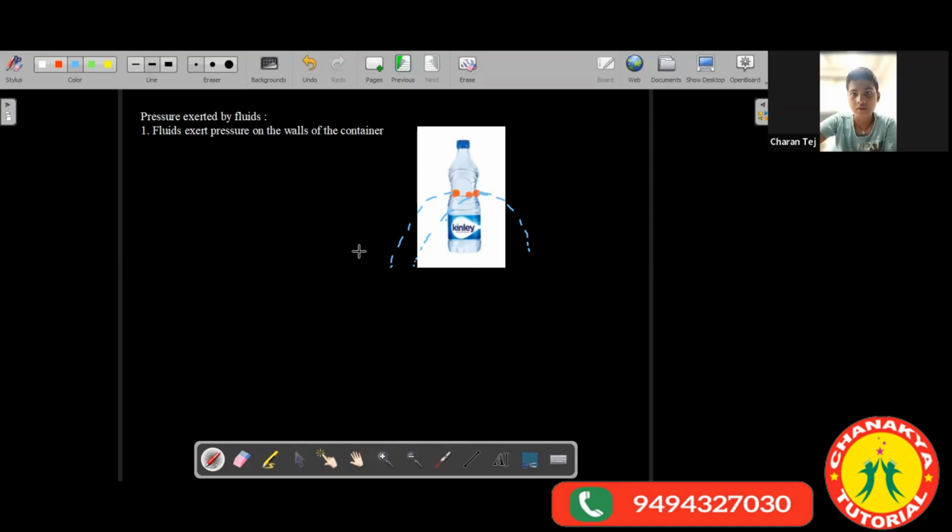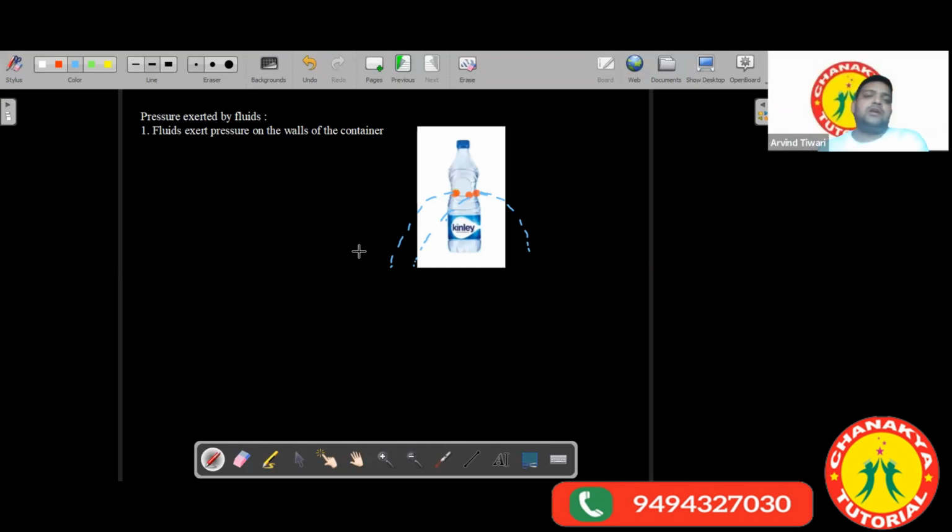Sir, for example, water coming out of a tap. Yeah, so the water here comes out because fluids exert pressure on the walls of the container.